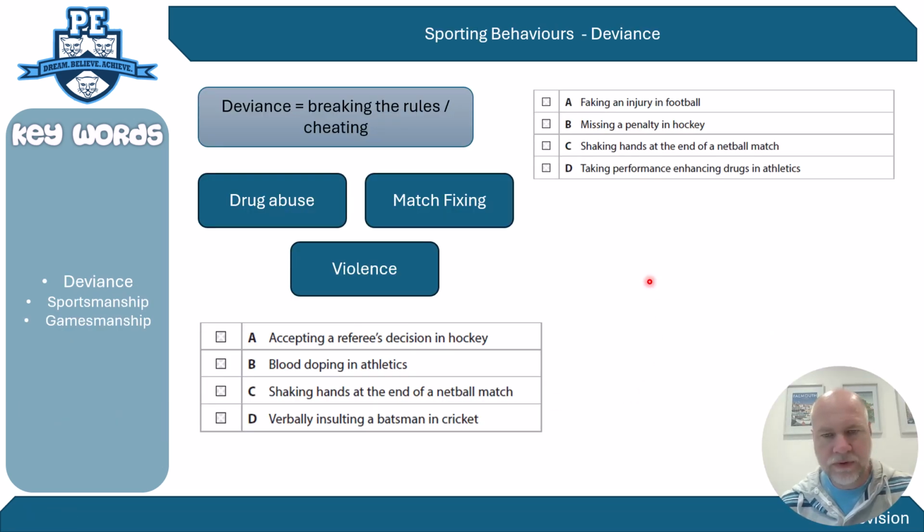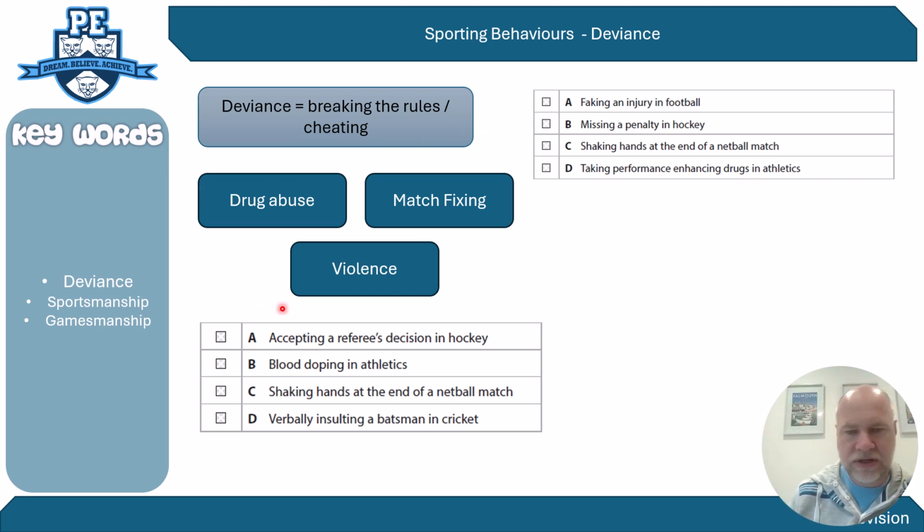So starting off with what is deviance as the definition, and it's up here on the screen. It's when you're breaking the rules or cheating. So when you're not following the rules of the game and you're cheating, and most examples there, that would be AO1 point, and AO2 would be your examples. So things like drug abuse, match fixing, and violence or fouling of players, etc.